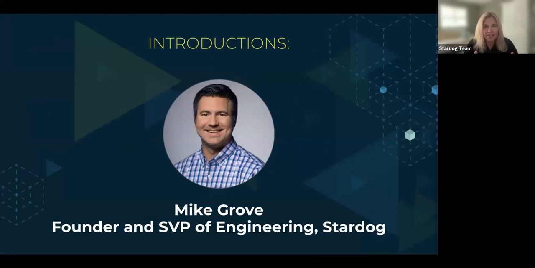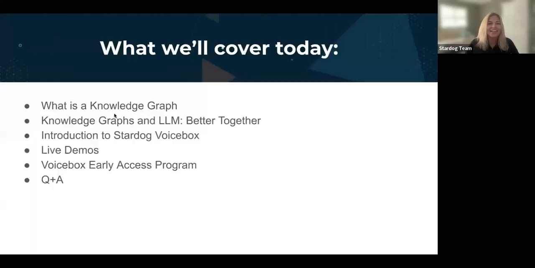Before I hand it over to Mike, I'm going to run quickly through a few slides, and I promise to be fast so we can get to the good stuff, which is the live demos. Today, we're going to cover what is a knowledge graph, why knowledge graphs and large language models and AI are better together. We'll introduce and demo Stardog Voicebox, as well as tell you about our Voicebox early access program. And we'll leave time at the end for question and answer.